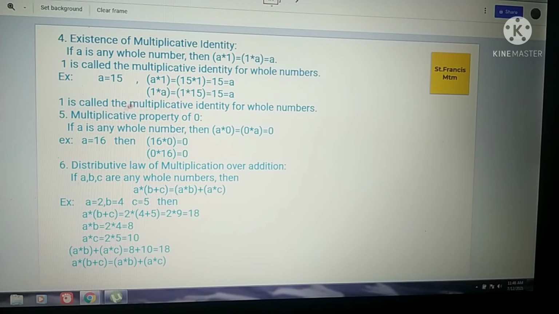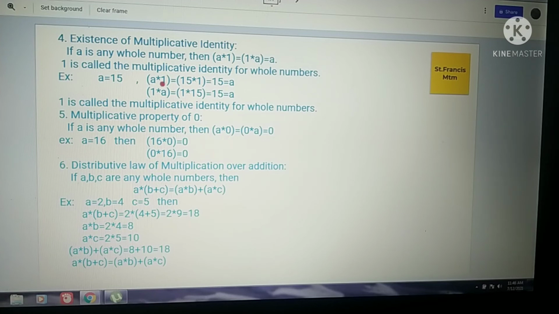Now see the next one, the multiplicative property of 0. What is the multiplicative property of 0? What happens if you multiply with 0? If I take any whole number a, then what happens to a into 0 and 0 into a? I am just interchanging their places. What will you get here? 0 only. If you multiply any number with 0, you will get 0 only.